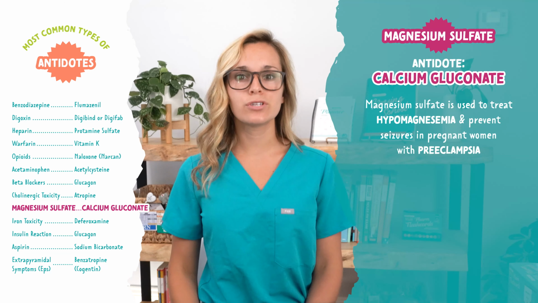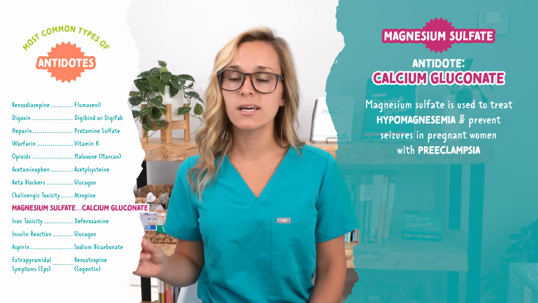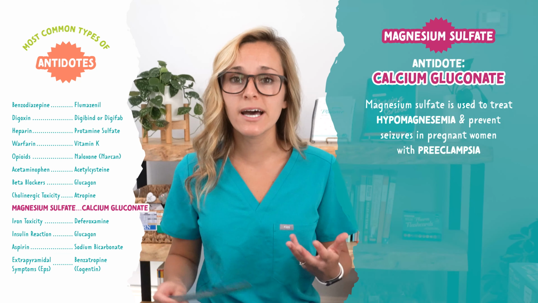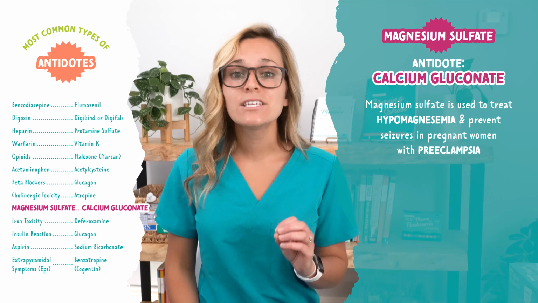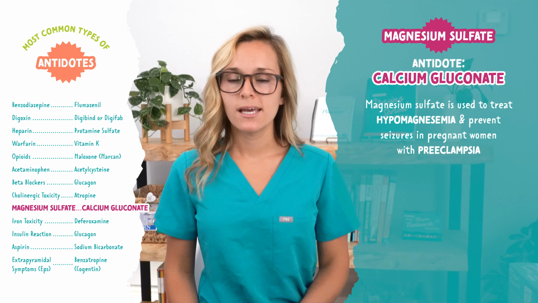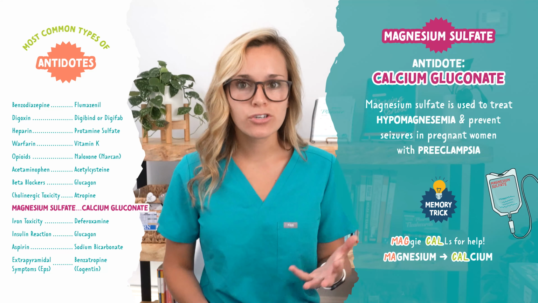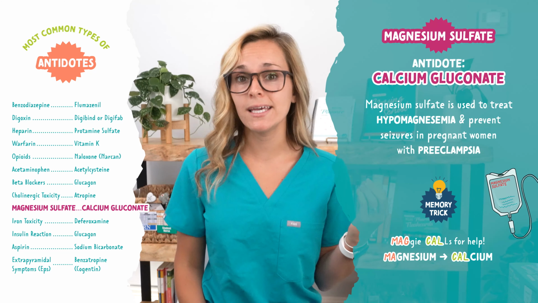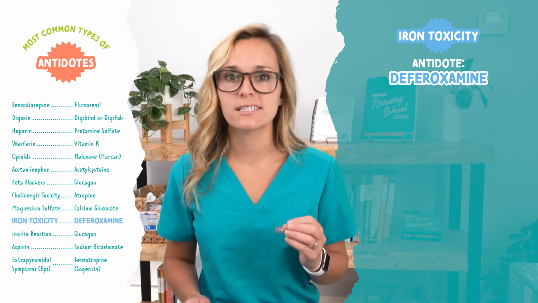Next is the antidote for magnesium sulfate. Magnesium sulfate is used to treat hypomagnesemia, and it also helps prevent seizures in pregnant women with preeclampsia at risk for eclampsia. The antidote for this is calcium gluconate. And since magnesium is often administered on the labor and delivery floor, I like to think of the antidote by Maggie calls for help.